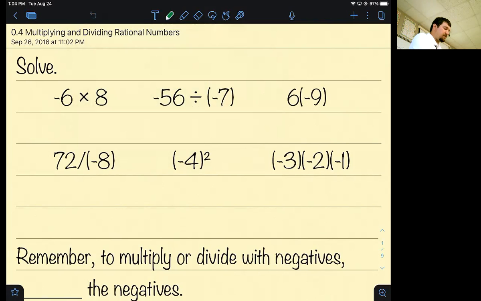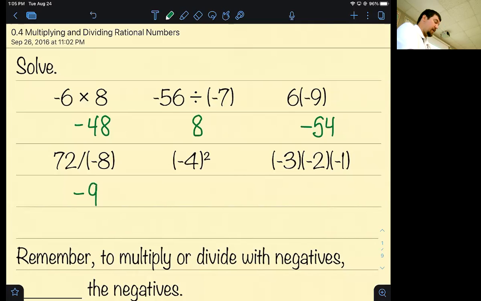Jace, what would you get for negative 6 times 8? Negative 48. That's right. Connor, what about negative 56 divided by negative 7? Good. And Seth, 6 times negative 9? Good. Yep. Remember, if you just squeeze numbers together like that using parentheses, it shows that we're multiplying. Jimmy, what about 72 divided by negative 8? Good.